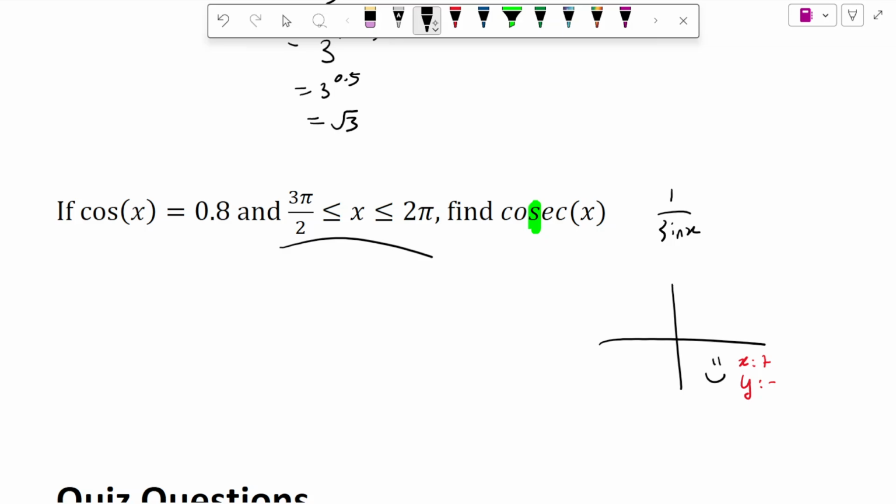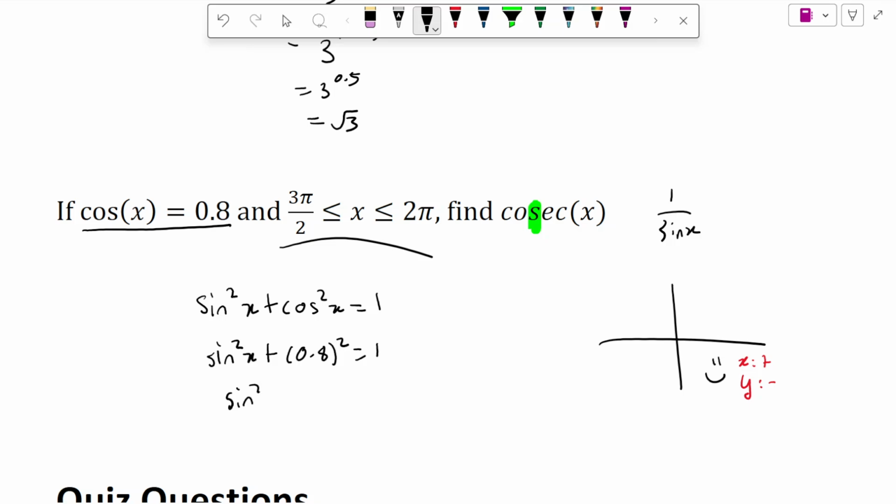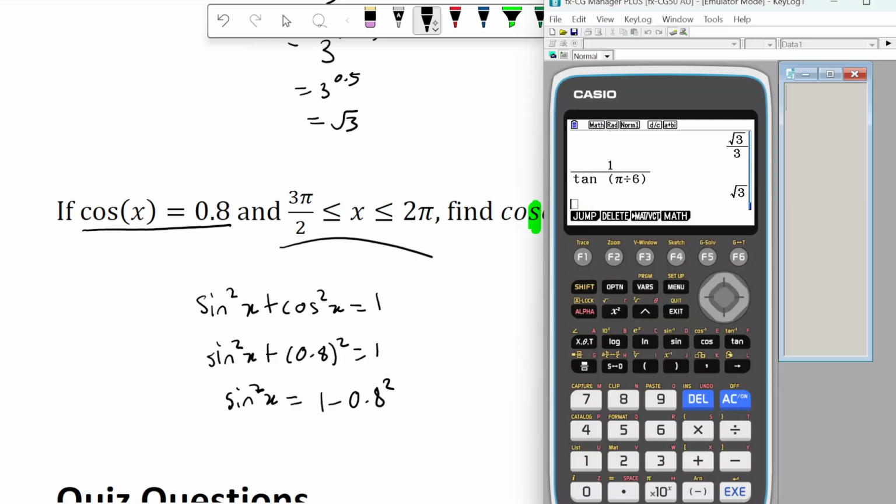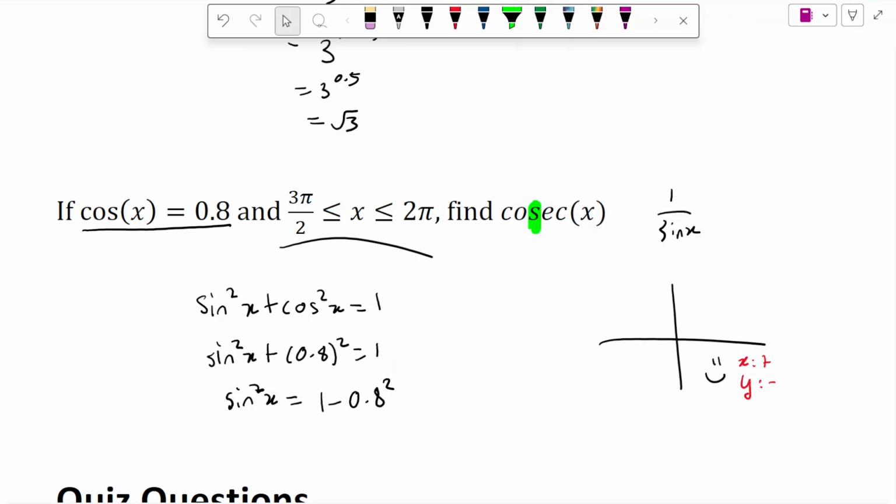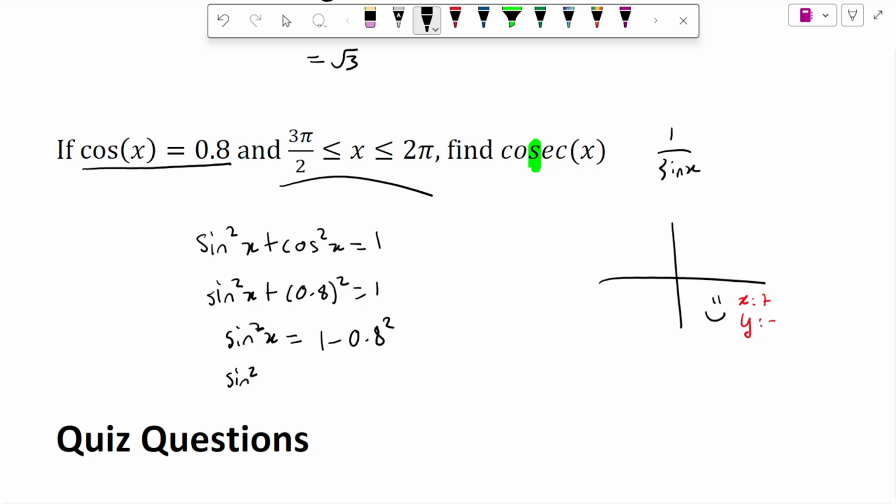But probably the easy way is to go sine squared plus cos squared is 1. We know cos of x was 0.8. So this is sine squared plus 0.8 squared. And you can see this will give us sine squared without ever actually having to work out what the angle x is. So this is 1 take 0.8 squared. We can chuck that in the calculator. So 0.36. So sine squared x is 0.36.